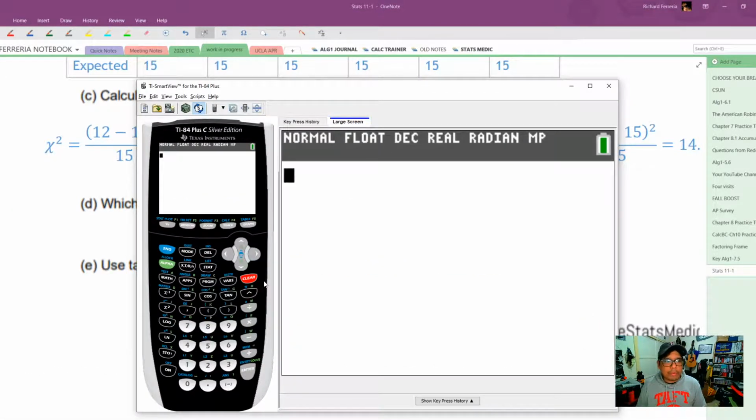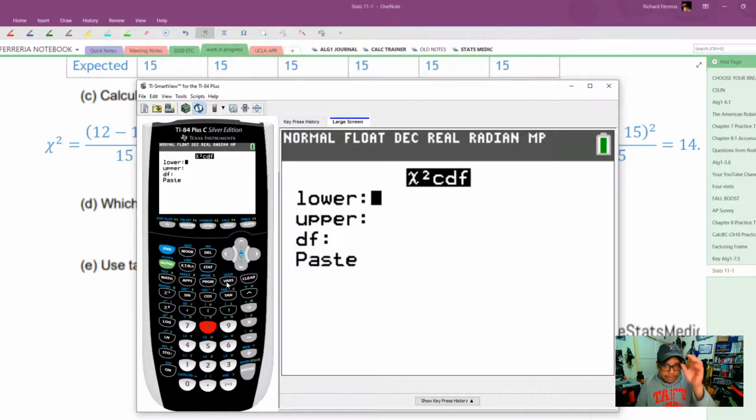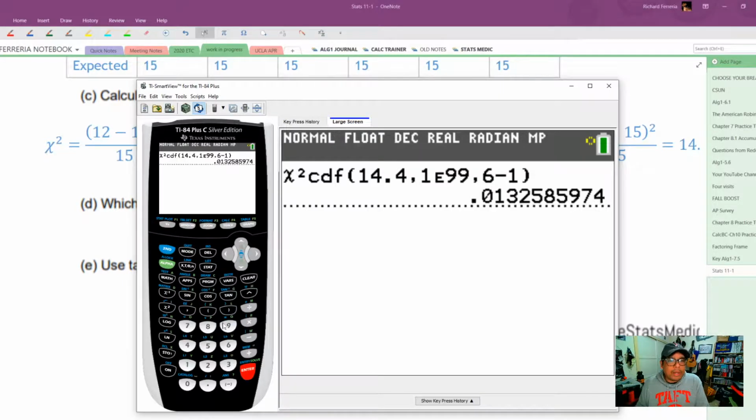Taking out the TI-84, we're going to push second distribution, and we're going to go to the chi-square CDF, number 8. The lower is going to be our test statistic, which is 14.4. The lower is always the test statistic. Upper is going to be 1E99. And our degree of freedom is going to be 6 categories minus 1. Yes, you can just put a 5 there if you want. Paste it, and there we go. We've got a p-value of 0.0133.